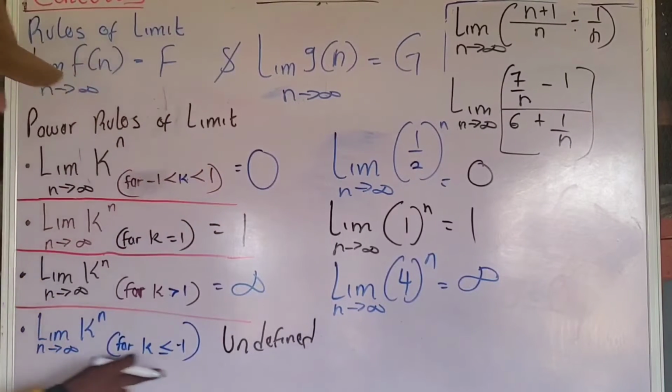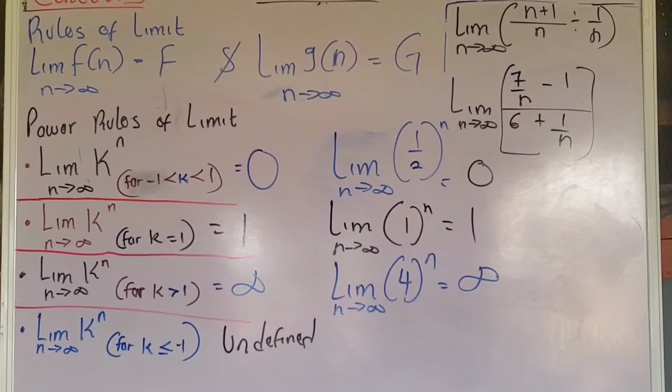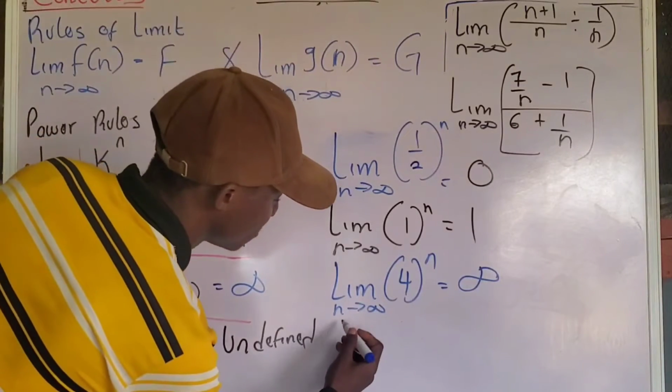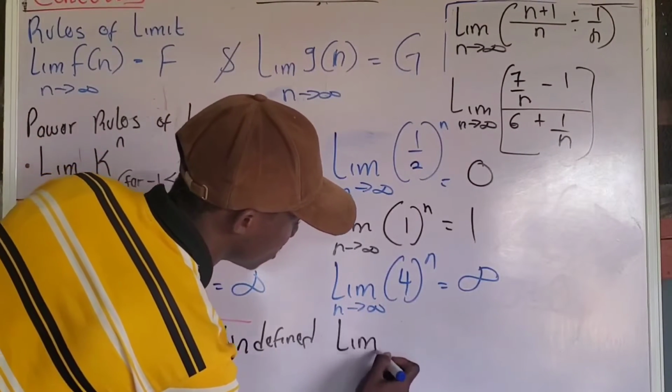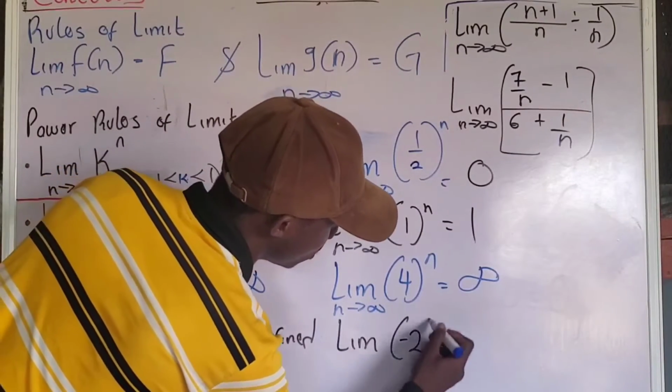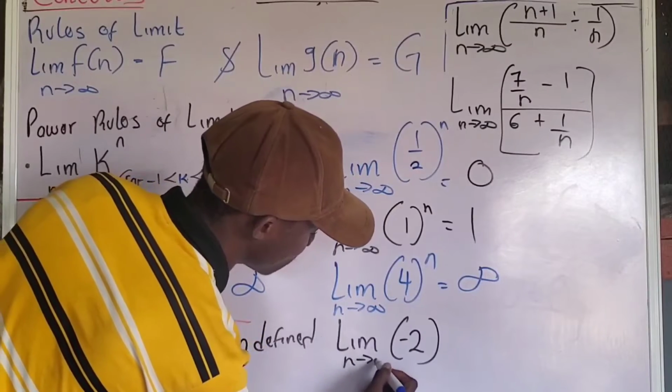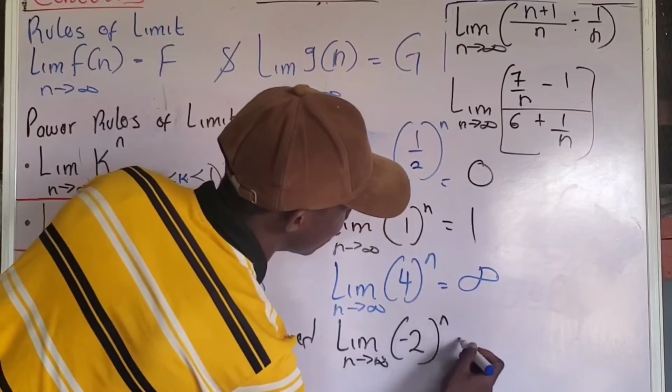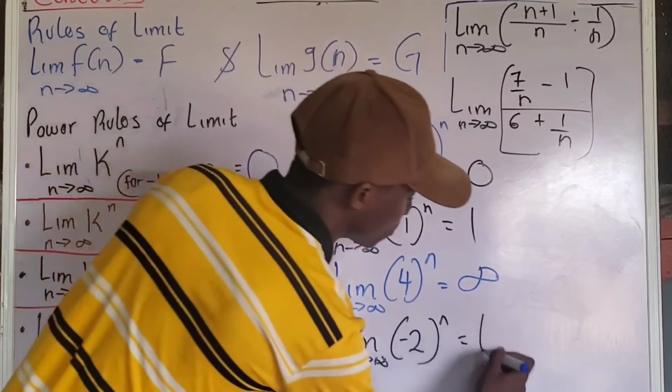The limit of this kind of function is undefined. Here k is less than or equal to -1. Now if k is less than or equal to -1, let's assume that we are asked to take the limit of a function, maybe -2 to the power of n as n tends to infinity. This is undefined. I'm going to explain.